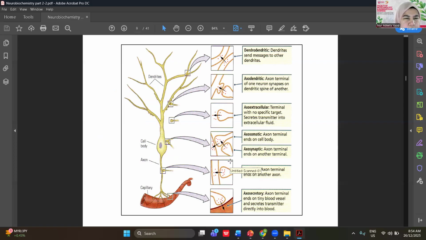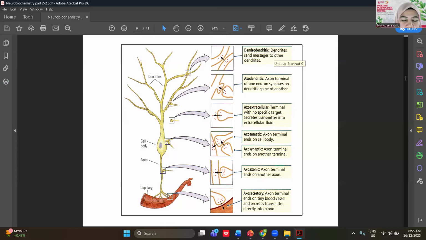This is about the images that show different types of synaptic connection. We have dendrodendritic, axodendritic, extracellular, axosomatic, axosynaptic, axonic, and also axosecretory. So what happens in dendrodendritic? This is where the communication occurs between dendrites of two neurons. So dendrites send messages to other dendrites.